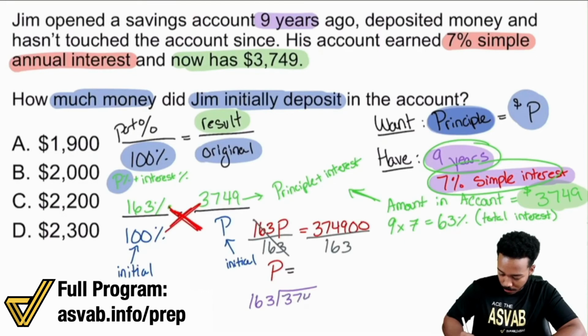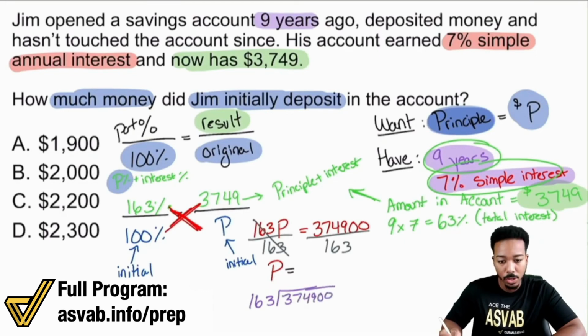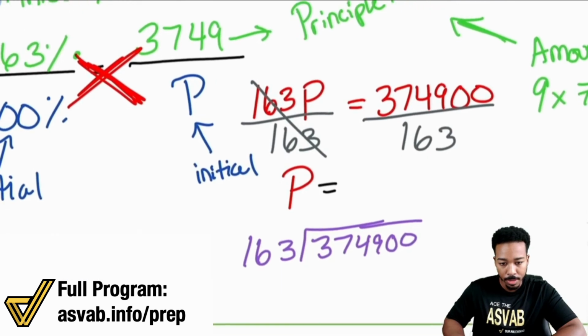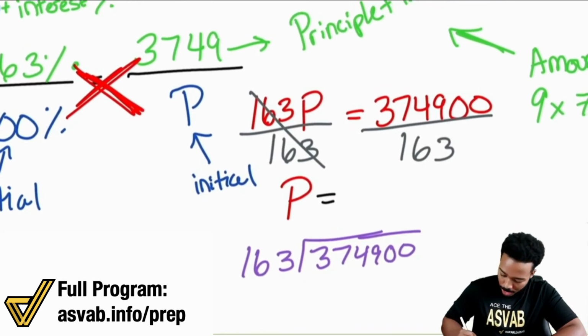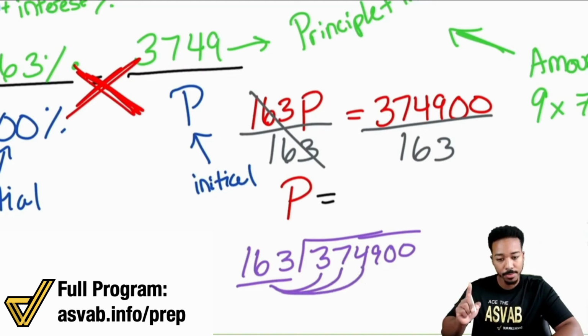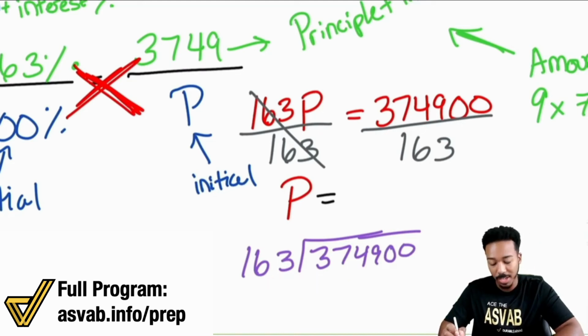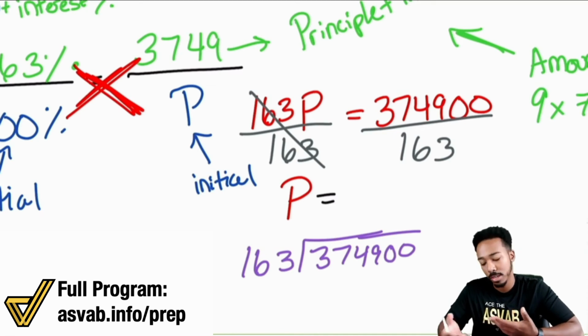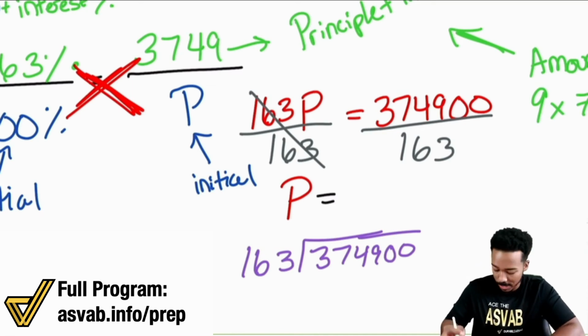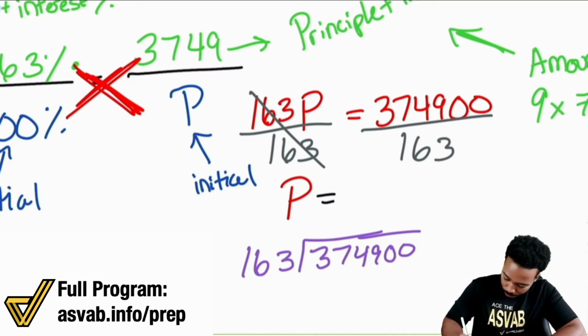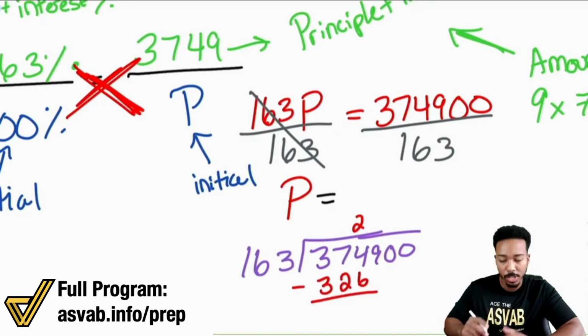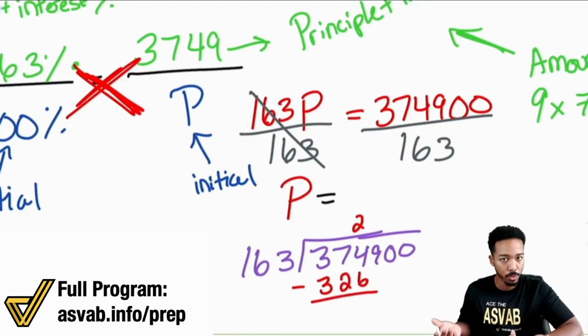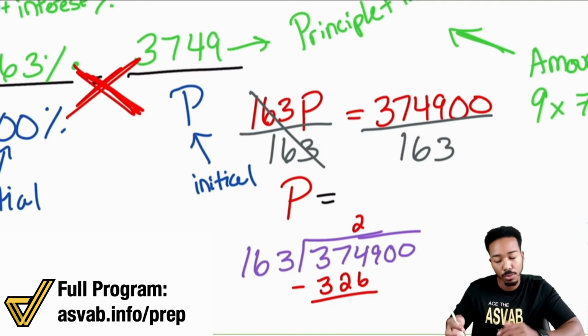So 374900. And so what I'll do here, I'll just zoom in actually. So what I'm going to do here is, hey, how many times is 163 going into 3? None, none, twice. Into 374, it goes twice because 160 times 2 is 320. So it's reasonable to say that it's going to be twice here. So we have 2. And so 163 times 2 is going to be 326 because 160 times 2 is 320. 3 times 2 is 6, so 326.